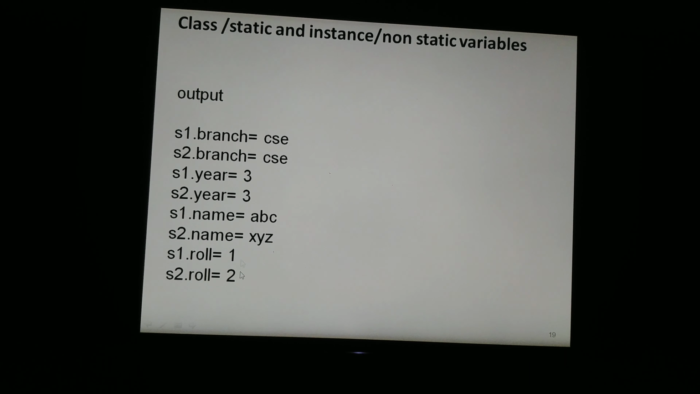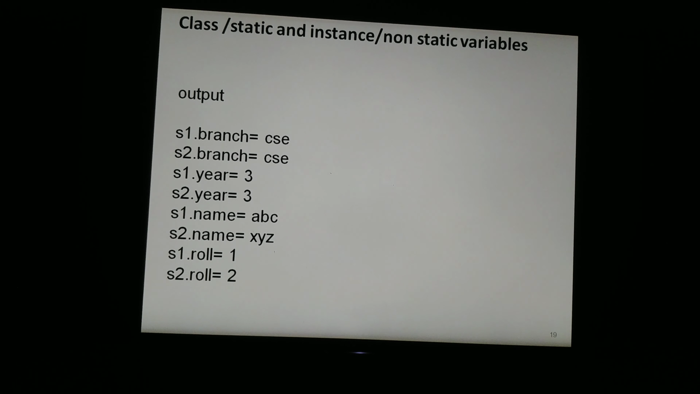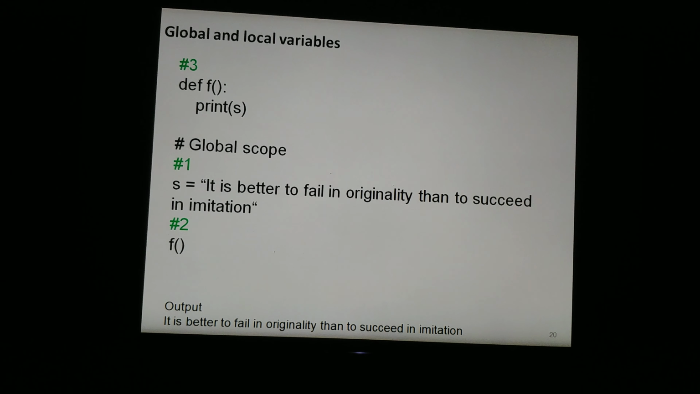Similarly, the roll numbers of the two objects are different: for S1 the roll number is 1 and for S2 the roll number is 2. So the variables that are common to all the objects of one particular class are made static or class variables, and the values that differ for each object are known as instance or non-static variables. We will see some more examples of this as per the global and local variables. So this is one small example.